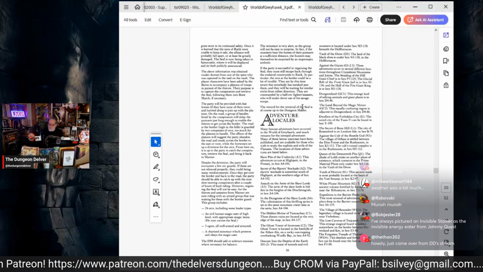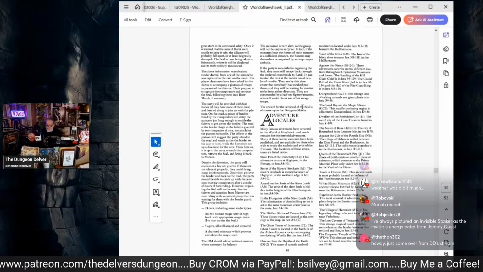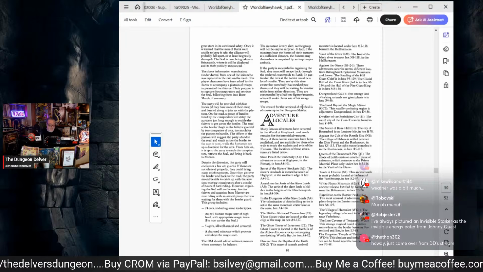Now, this is one that I love. All good dungeon masters should at the very least have a copy of this page.